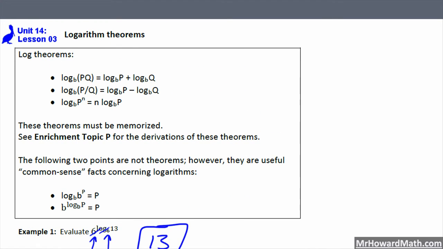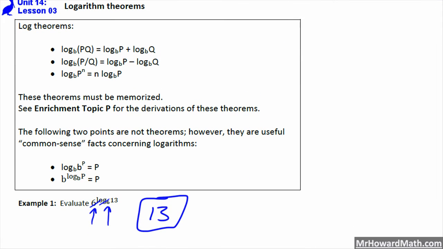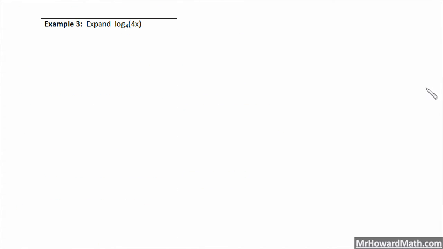Alright, this example 3 says expand. So we're going to be using these theorems up here to expand and to condense. So when you expand, you go from less to more, like that. So you're going basically from this left-hand side to the right-hand side. That's when you expand. You go from less stuff to more stuff. And when you condense, you're going from more stuff to less stuff. You're condensing it down to be less. That's one way that you can look at it. So the vocabulary there: when you expand, you want more when you're done. When you condense, you want less when you're done.